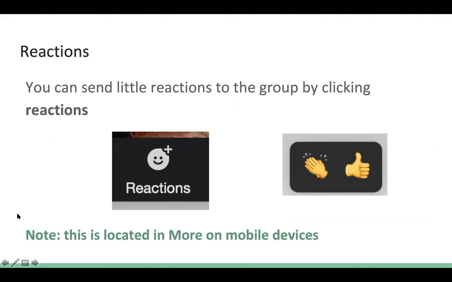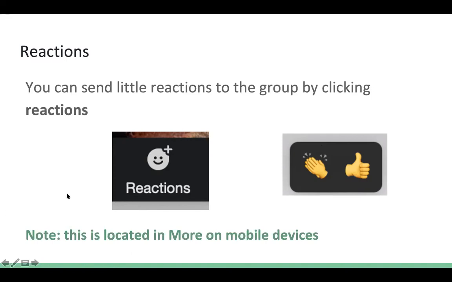Reactions. This is a fun one to use, great for interaction. So if you are on your computer, you'll see a button that says reactions, and you have two options. You can either do a hand clap or a thumbs up, and that will just show up on top of your video, and people can see that you reacted.